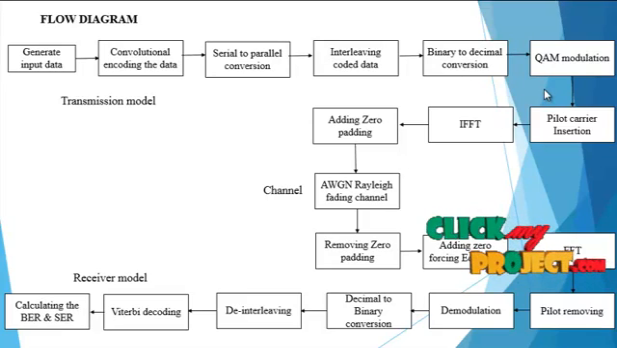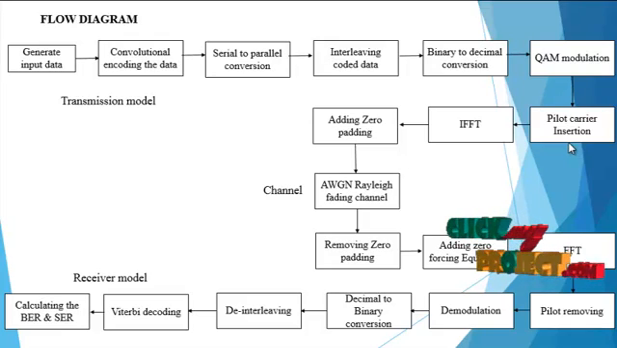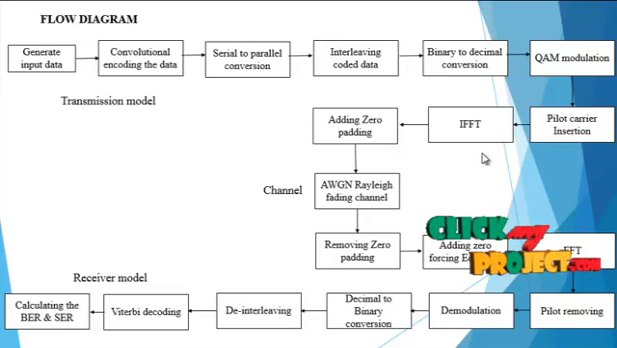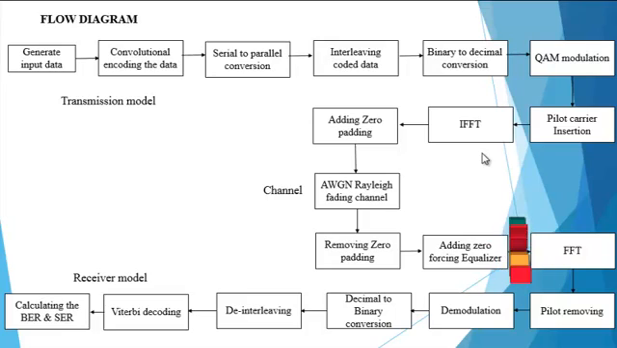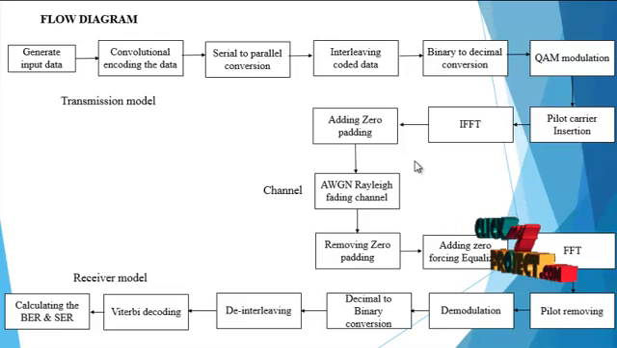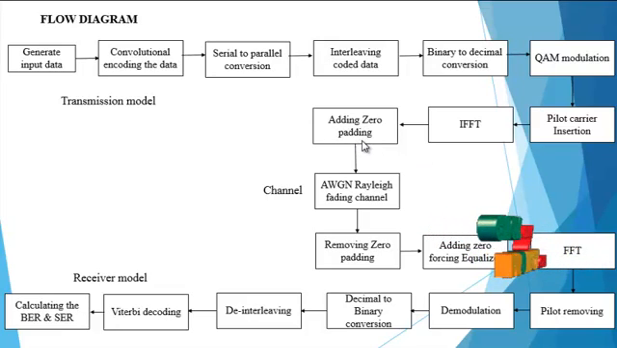And then here we are using QAM, that is quadrature amplitude modulation, and then pilot carrier insertion. By using pilot carrier insertion, the process should be more efficient. And then here we use the IFFT process, that is the inverse fast Fourier transform, which is the reverse operation of the fast Fourier transform, and then adding zero padding. Zero padding, that is ZP, is added to the results.